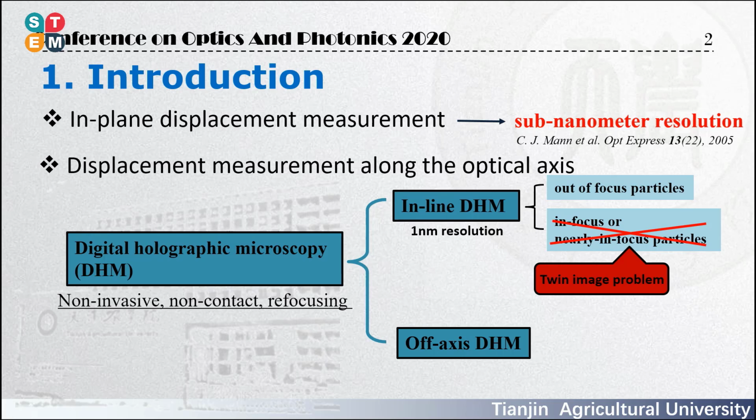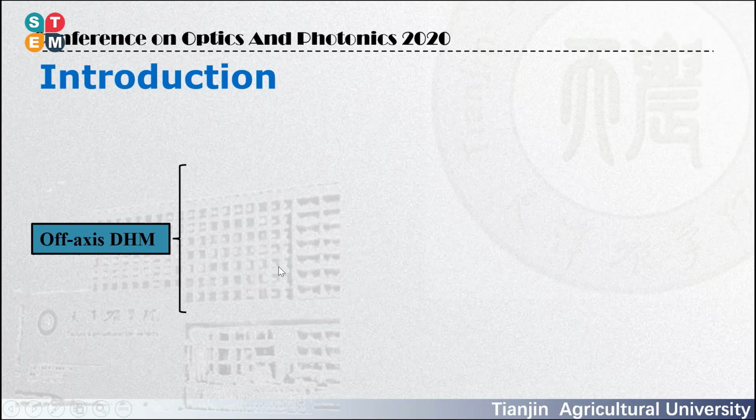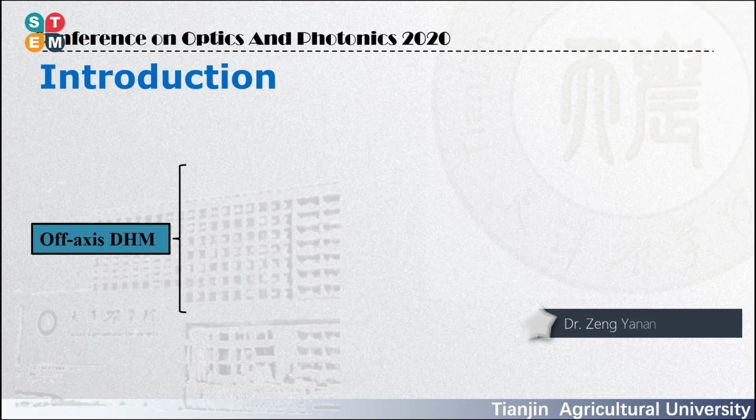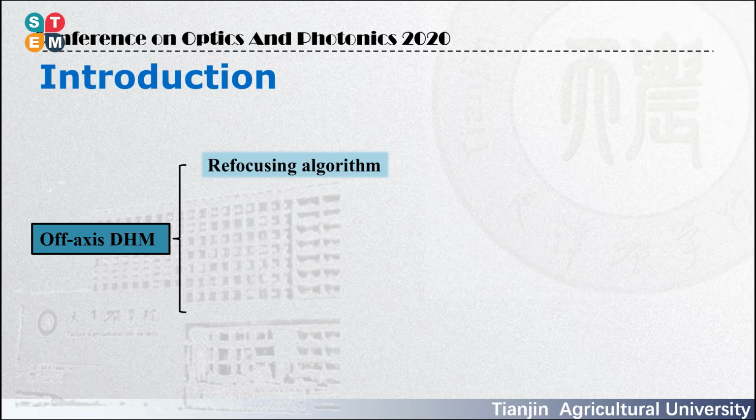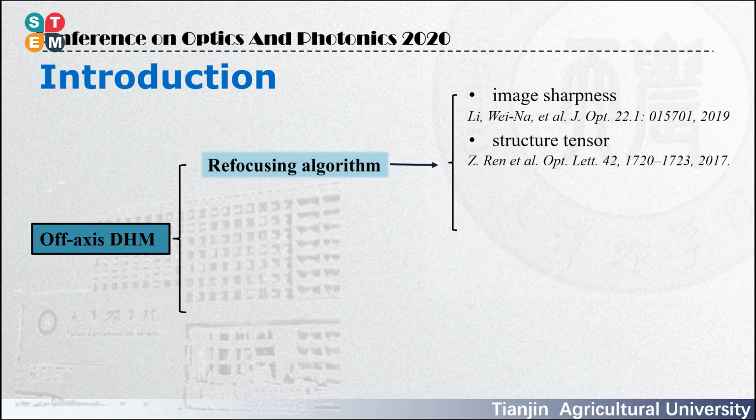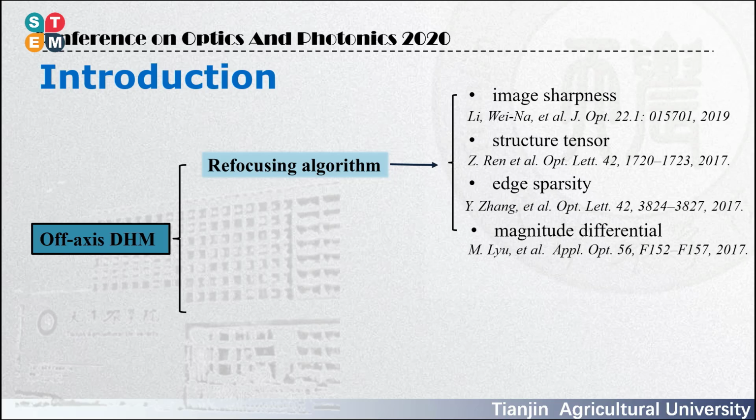For off-axis DHM, the twin image problem can be avoided, because the twin image frequency spectrum can be separated from the real image frequency spectrum. After judging the focus condition of the reconstructed intensity with refocusing algorithms, the displacement along the axis can be measured by tracking the most in-focus particle in the off-axis DHM. Researchers concerned about the image sharpness, structure tensor, edge sparsity, or the magnitude differential method to realize the refocusing algorithms.